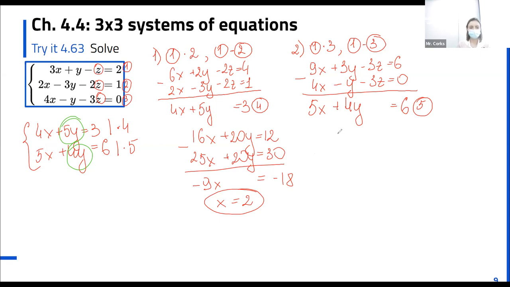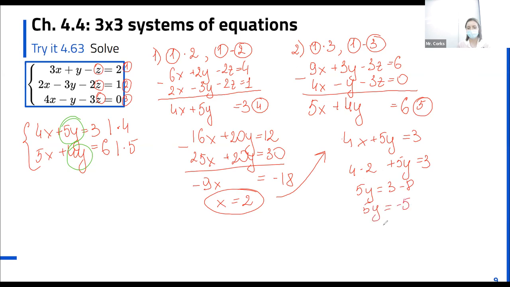So now we can use any of the equations. Let's use the first one, equals 3, and input our x value here. So we have 4 multiplied by 2 plus y equals 3. So we have y equals 3 minus 8. y equals minus 5. So y equals minus 1.